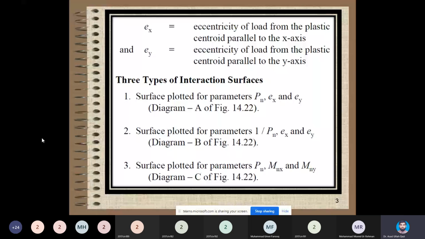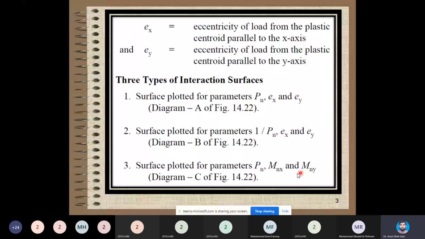And to apply those simplified methods, different types of surfaces may become important. For example, the surface plotted for load and eccentricities rather than load and moment, which is a third surface that we can conceive very easily.